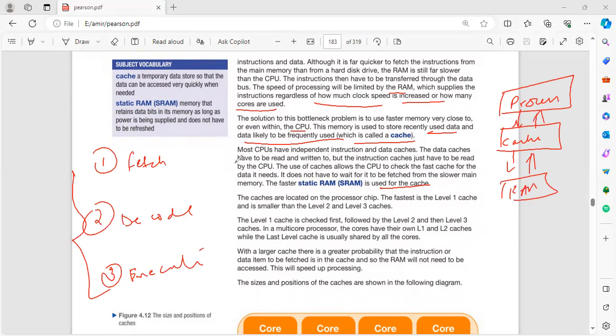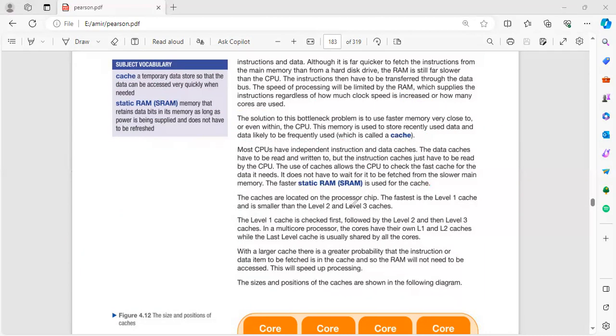Now cache comes in three levels. The caches are located on the processor chip. The fastest is the level 1 cache, and it is smaller than the level 2 and level 3 caches. The level 1 cache is checked first, followed by level 2 and then level 3 cache. So the CPU checks first level 1, then level 2, and then level 3. Got this point?